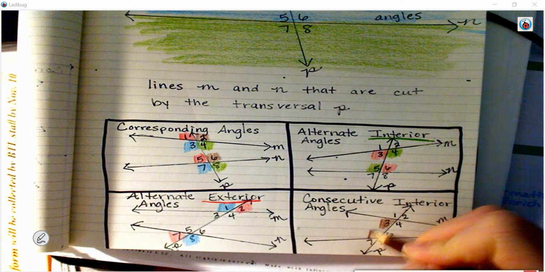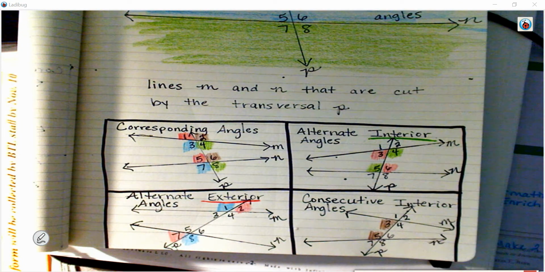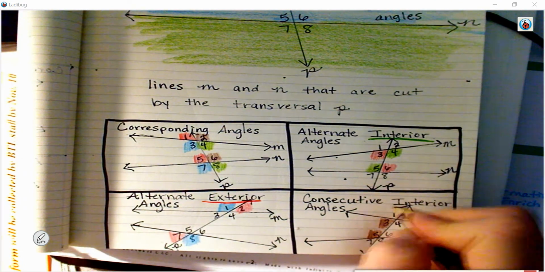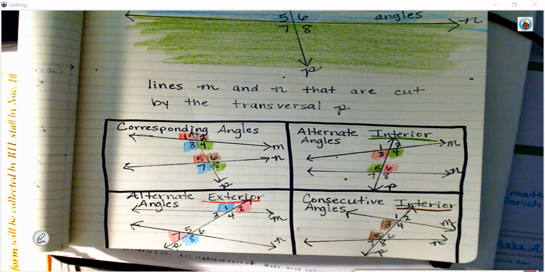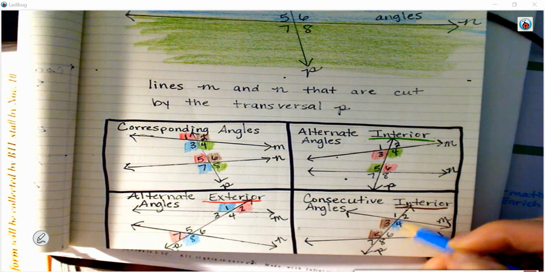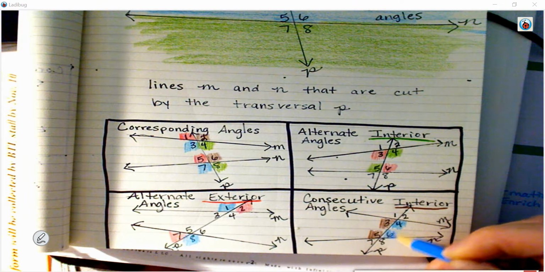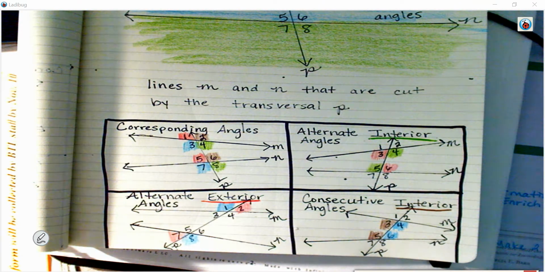5. Interior only. 2 is exterior. So I'm only looking for interior. 3 and 5 are one right after the other. They are consecutive and they are interior. 4 and 6, good. They are one right after the other and they are interior. So consecutive and interior.